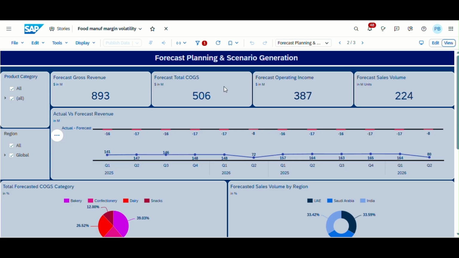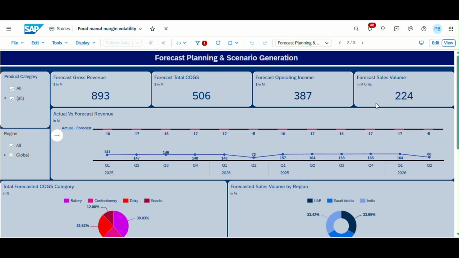Coming to forecast operating income. This KPI measures the expected profitability after forecasted operating expenses. The organization is projected to achieve an operating income of $387 million, demonstrating healthy profitability and supporting confident business planning for the upcoming periods.